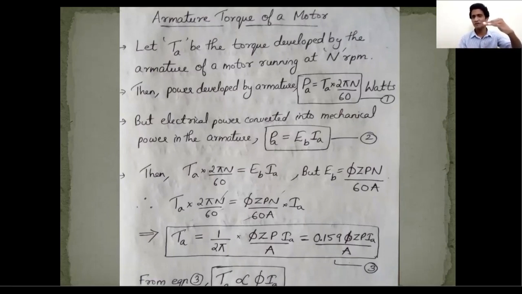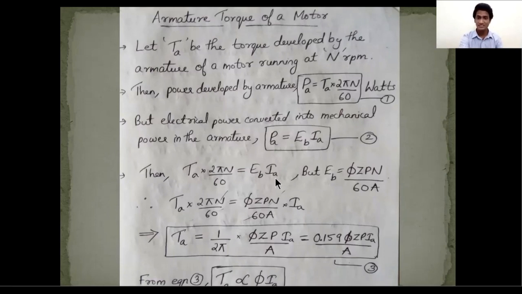The EMF produced in the armature into the current flowing through the armature will give the power developed in the armature, that is PA is equal to EB into IA, which is equal to TA into 2 pi N by 60. So let us equate equation 1 and equation 2, then we will get TA into 2 pi N by 60 equal to EB into IA.